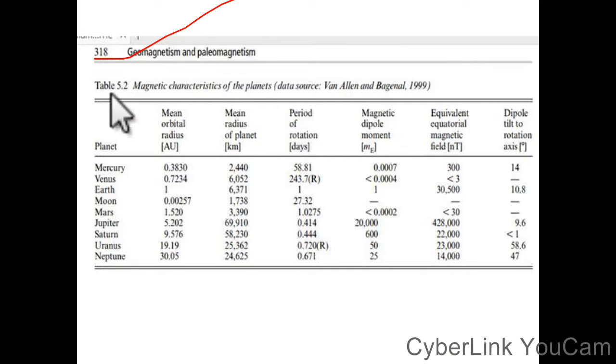geomagnetism and paleomagnetism. Magnetic characteristics of planets: Mercury, Venus, okay, all have a mean orbital radius. For Mercury it is 0.38, you can see that mean radius. Then period of rotation in days, magnetic dipole. The magnetic dipole is highest for Jupiter. Equivalent equatorial magnetic dipole, tilt to the rotational axis.